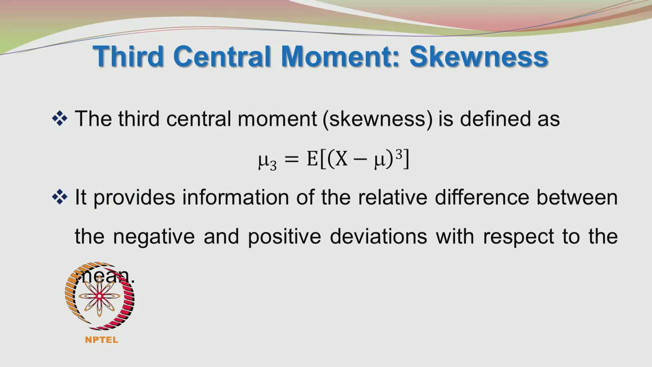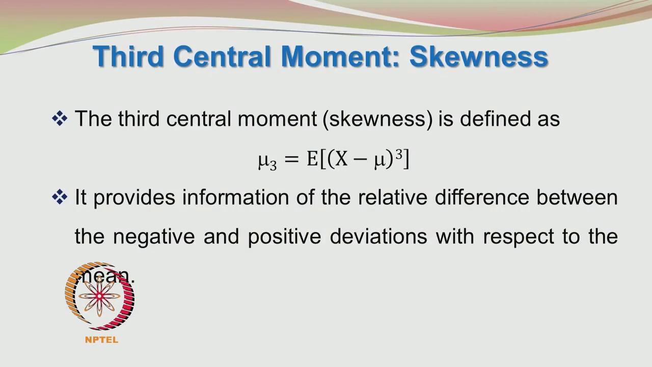The third central moment, or the moment about the mean mu, is defined as skewness, and that is given by mu 3 is equal to the expected value of (x minus mu) whole cube. The significance of the skewness is that it indicates the asymmetry of the distribution. When there are several values of x, they may be distributed about a mean value, but not necessarily uniformly with respect to the mean value, and so you may have negative deviations and positive deviations. The relative difference between the negative and positive deviations with respect to the mean is given by the third central moment.